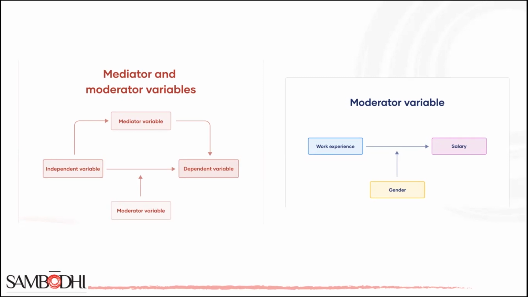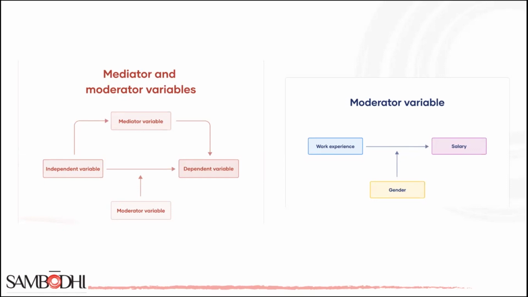Now, what's the difference? You can think of a mediator as a go-between of two variables. For example, sleep quality, an independent variable, may affect academic achievement, a dependent variable, through the mediator of alertness. In a mediation relationship, you can draw an arrow from the IV to the mediator and then from the mediator to the DV.